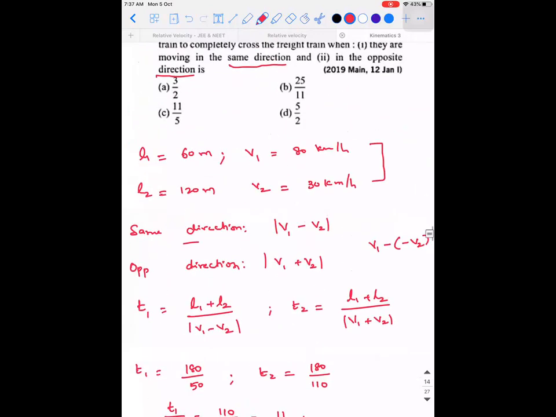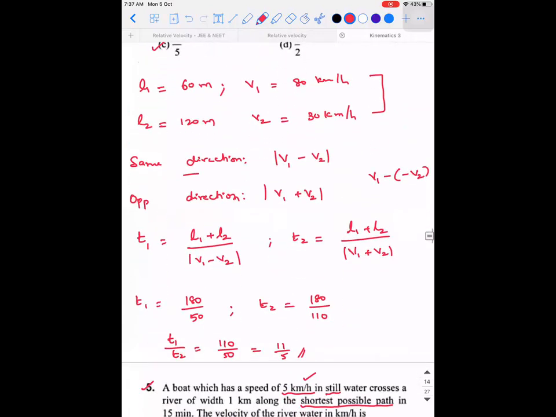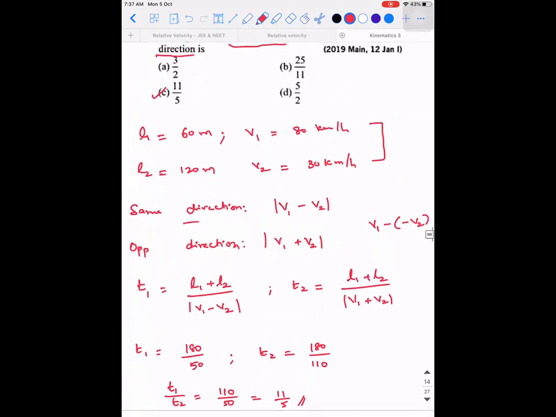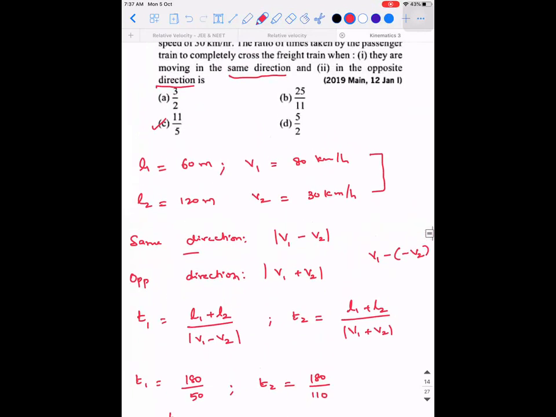Is there an option? I hope it is clear, guys. Yes or no? Make a note of this.